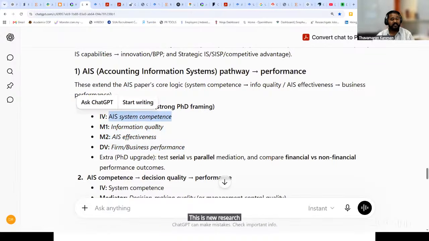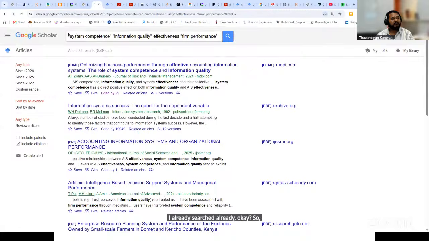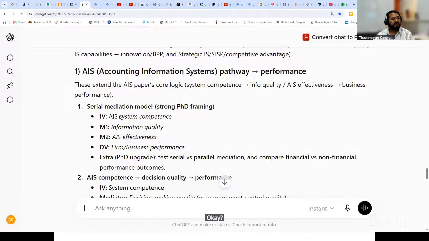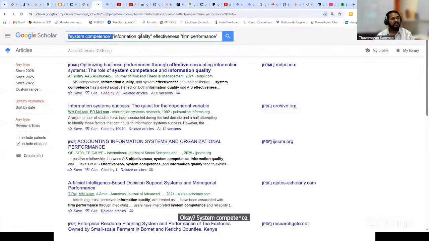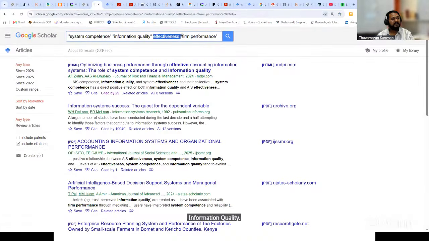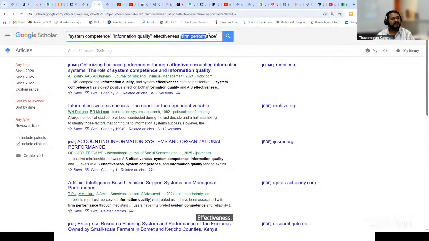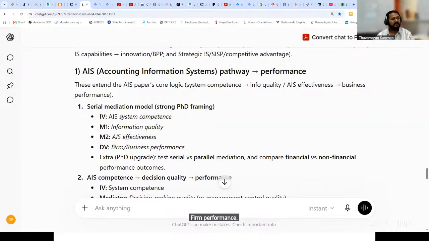This is new research gap given by AI. AI max thinking capacity, ChatGPT 5.6 paid. I'm paying for this every month. Information quality, AI's effectiveness, firm business performance. I go to Google Scholar. I already searched already. So system competence. Information quality. Effectiveness. Firm performance, or business performance.